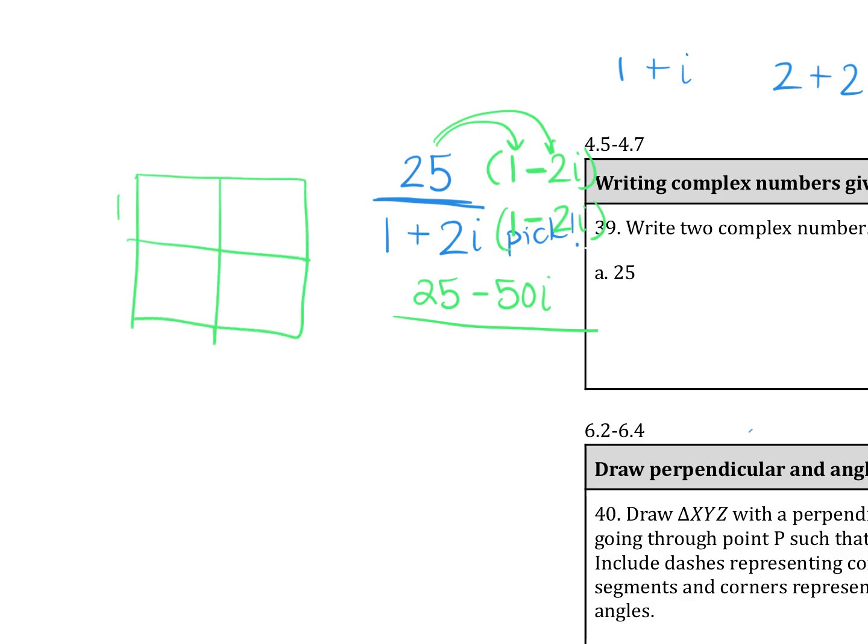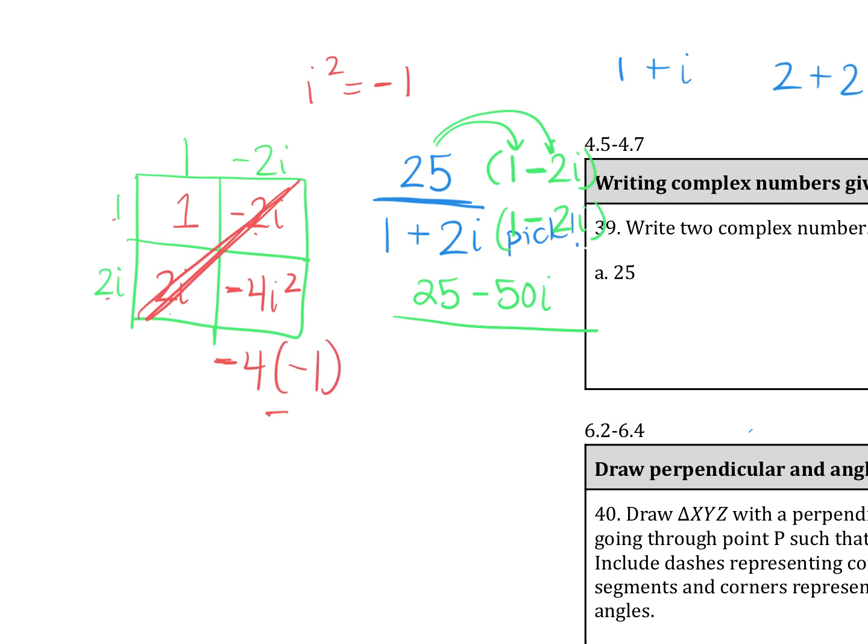So we have 1 and 2i and 1 and negative 2i. And then 1 times 1 is 1. 1 times negative 2i is negative 2i. 2i times 1 is 2i. And then this gives you negative 4i squared. Now these guys are opposites, so they're going to cancel. And remember, you guys, i squared is the same as negative 1. So we're just going to replace it and then multiply.